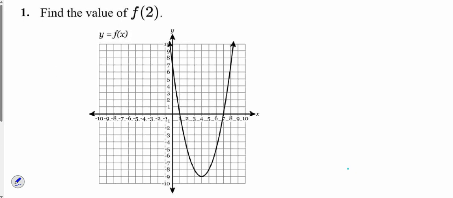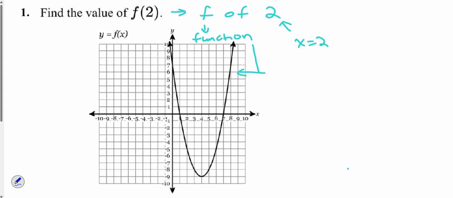All right, so we see find the value of, we see an f parenthesis 2. We read this as f of 2. Now, I don't think that probably makes much sense unless you remember it from being taught before. But what that means is f stands for the function. We're looking at a graph of a function, so it's asking us to find what's the function's value when x is equal to 2.